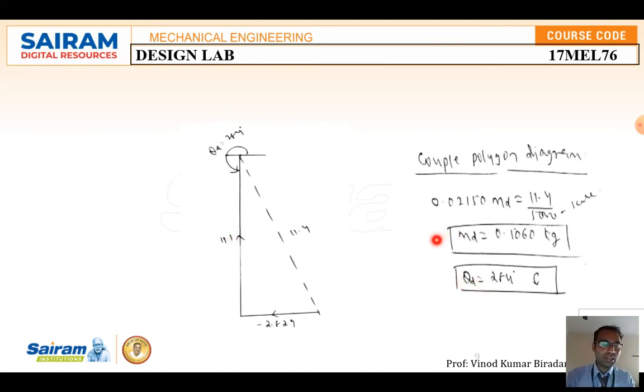So now at this theta, at this value, you are going to fix the mass of D in the balancing part. So MD is equal to 0.1060.